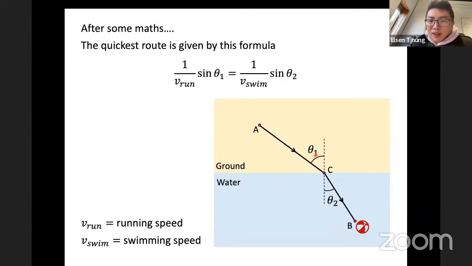So basically, when you are on the beach and you see something on the water and you want to go get it as fast as possible, how do you get there? You can use this formula to calculate how much you have to turn at the shore. And then you go from here, A to C. And then using this formula, you calculate how much you have to turn and then swim from C to B. This formula will guarantee you to get from A to B in the quickest time.